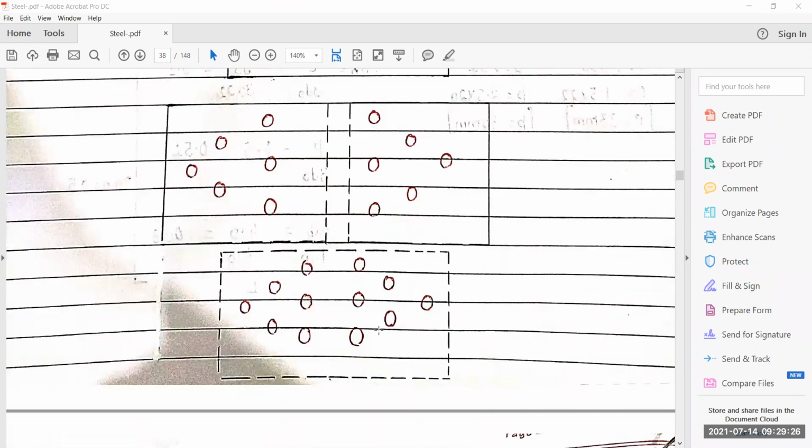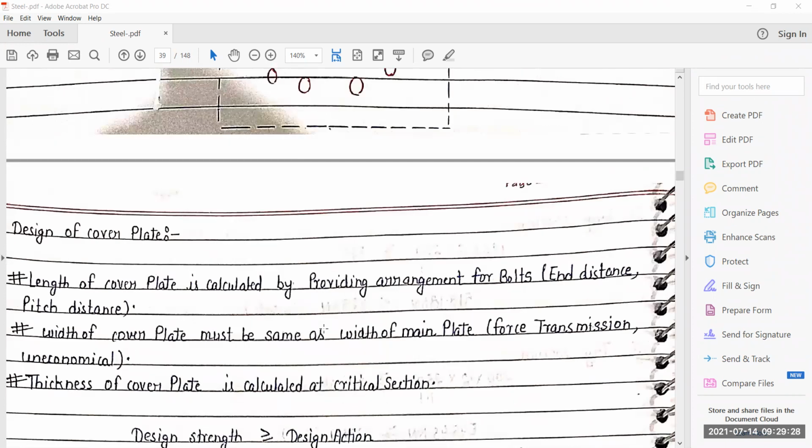Then how to arrange this? See the element of the 5, 1, 2, 3. This is 3, 2, 1. Okay. Same condition arrangement. Now start the design of the cover plate. How to design the cover plate?